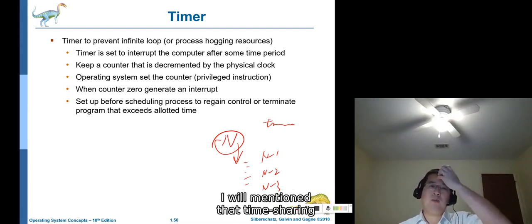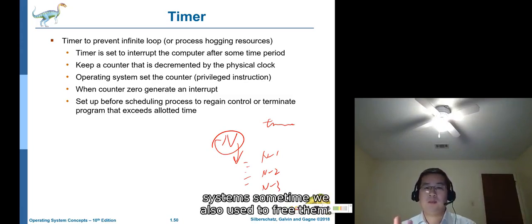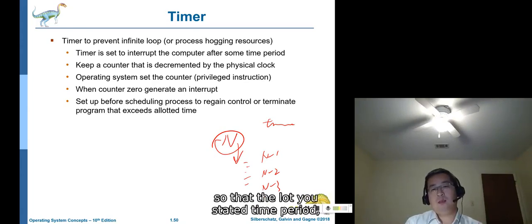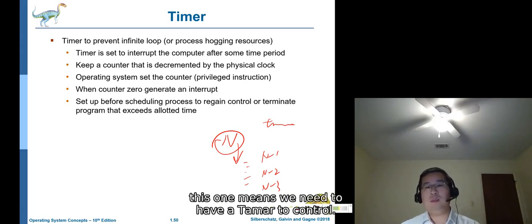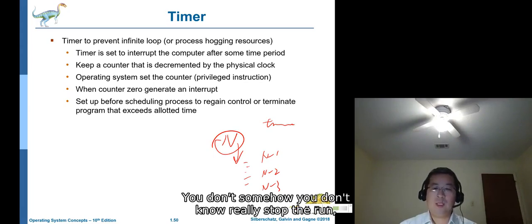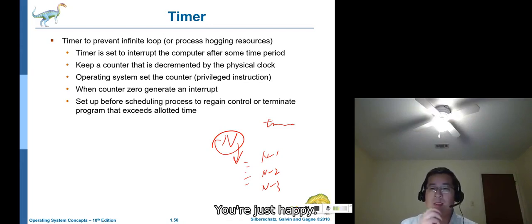It's very like, for example, the time sharing system we mentioned. Sometimes each process is only scheduled to run for the same amount of time, so we can use a timer to count the time and not exceed it. We need to have a timer to control this. Otherwise, you don't know when to interrupt the process. Sometimes you don't really terminate the process, you just hang it up.